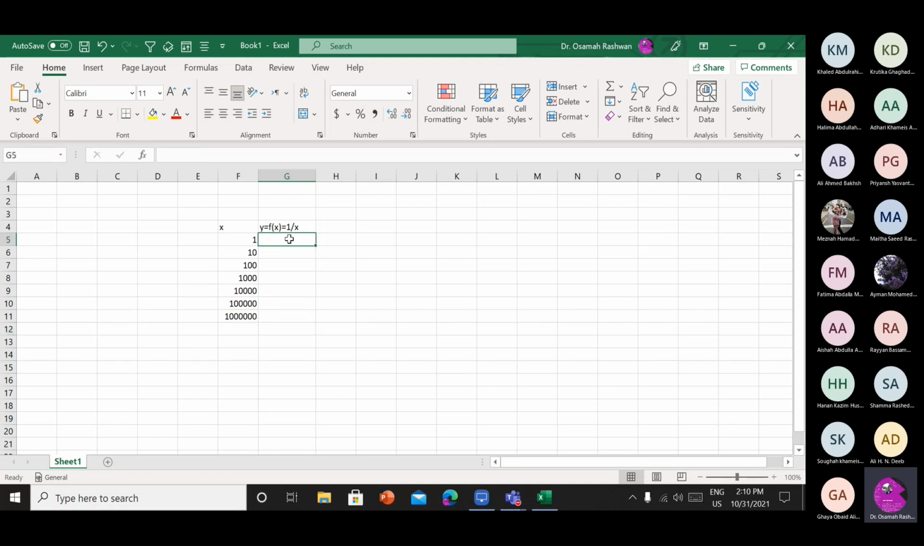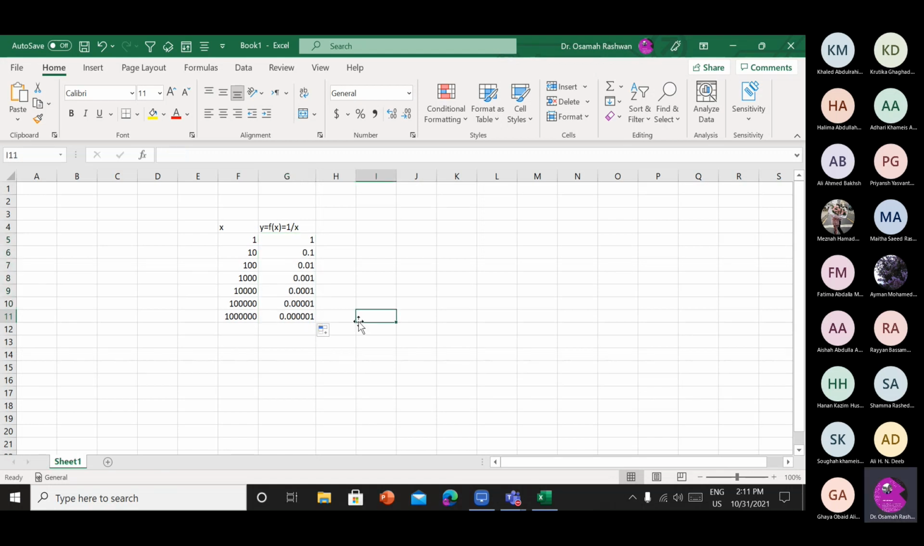I would like to find the value at x equal to 1. So how to do it in Excel? You press equal and then 1 over, click on the value here and press enter. So it gives you the value. No need to do the same for the other ones. Go to the bottom corner, make the plus sign appear, and drag it.